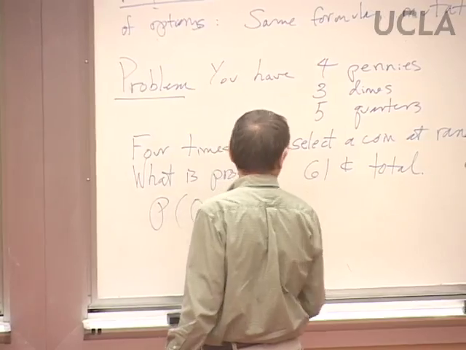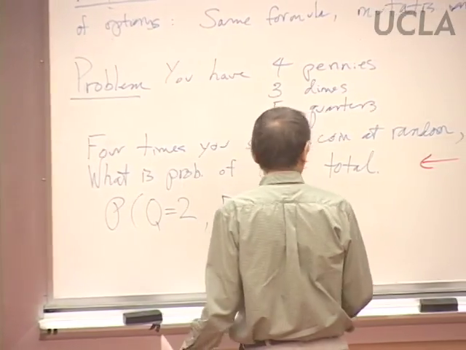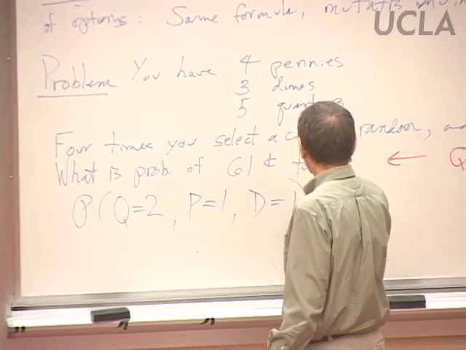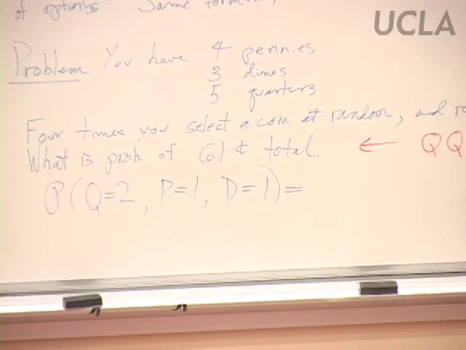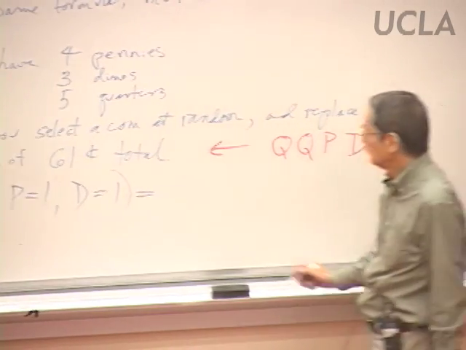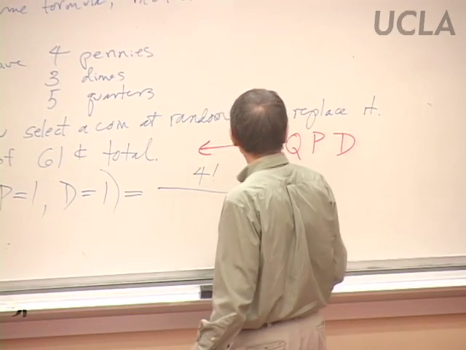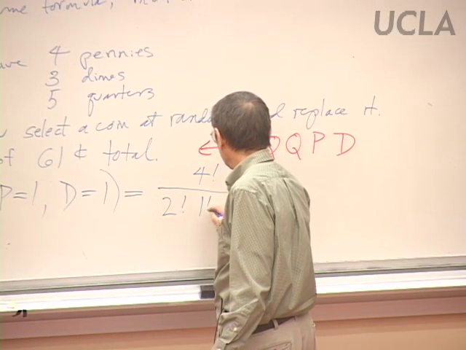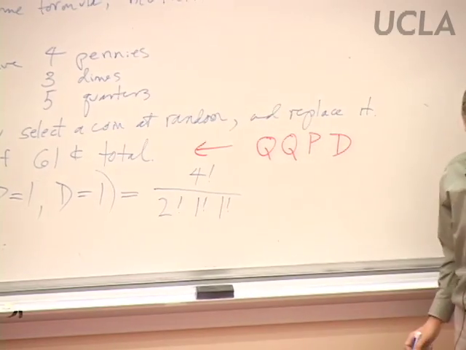The probability that we get 2 quarters, the number of pennies has to be 1, the number of dimes has to be 1. Well, so first we count the number of ways to arrange these 4 letters. Well, we know how to do that from way back when. 4 factorial over 2 factorial, 1 factorial, 1 factorial. The number of ways to scramble those letters.